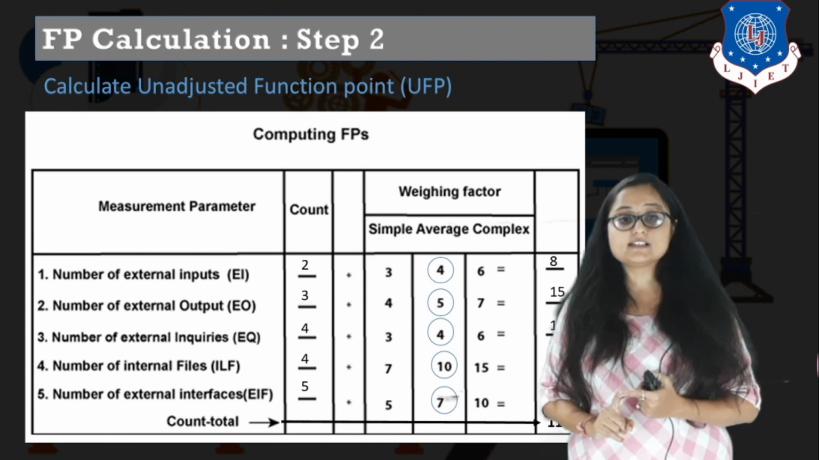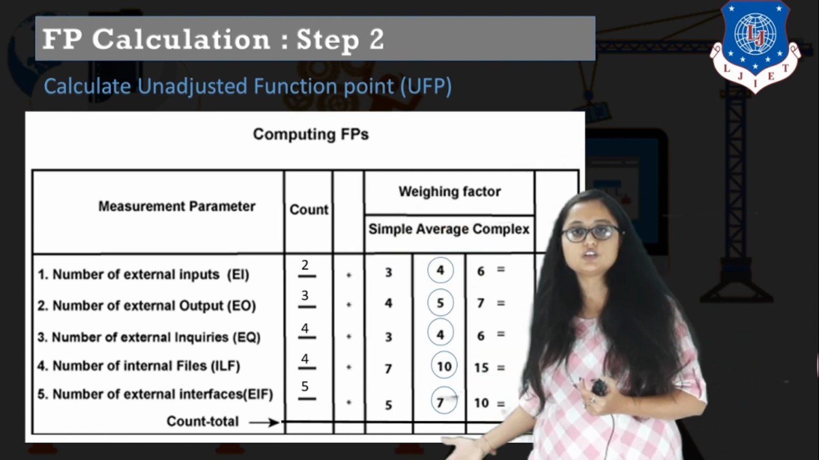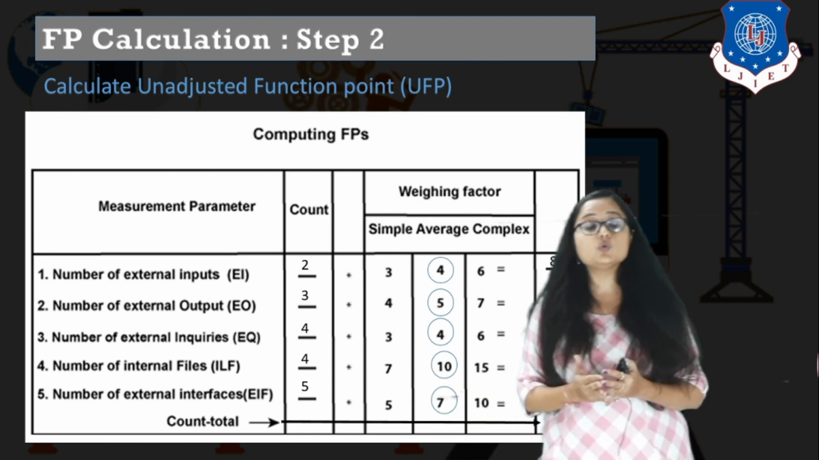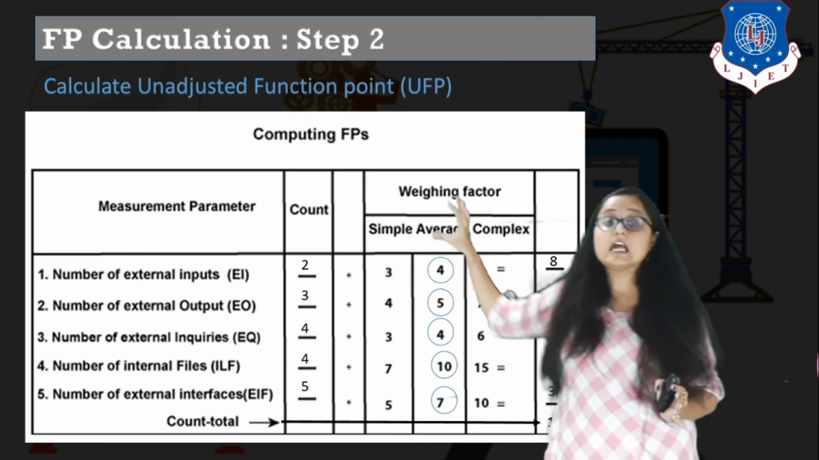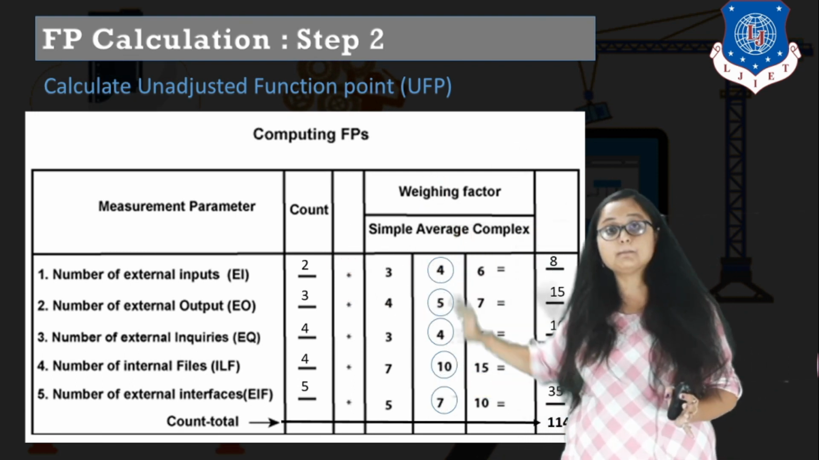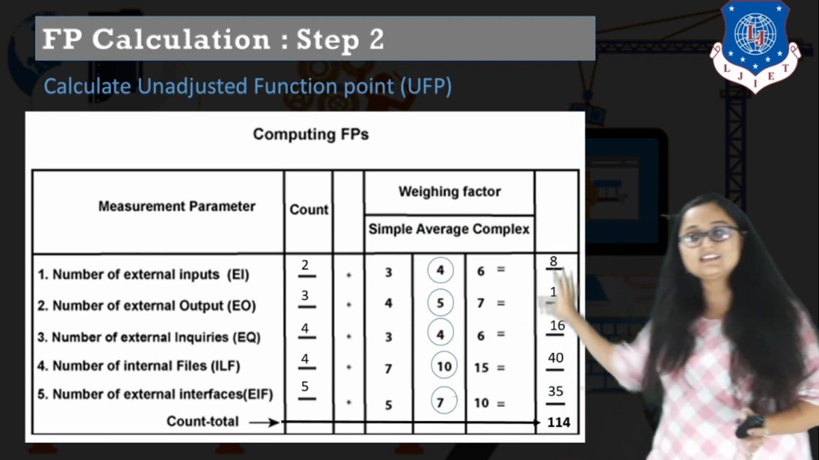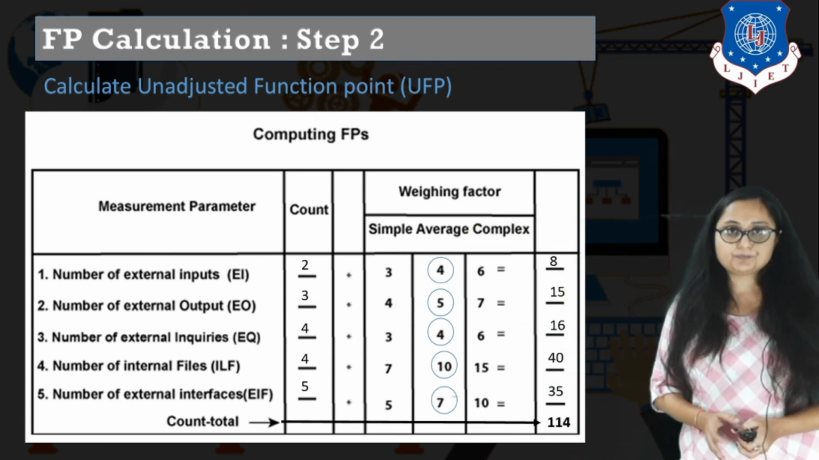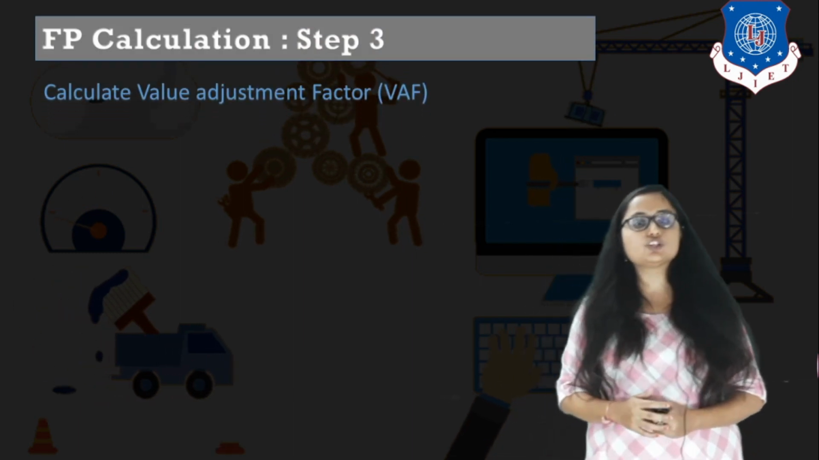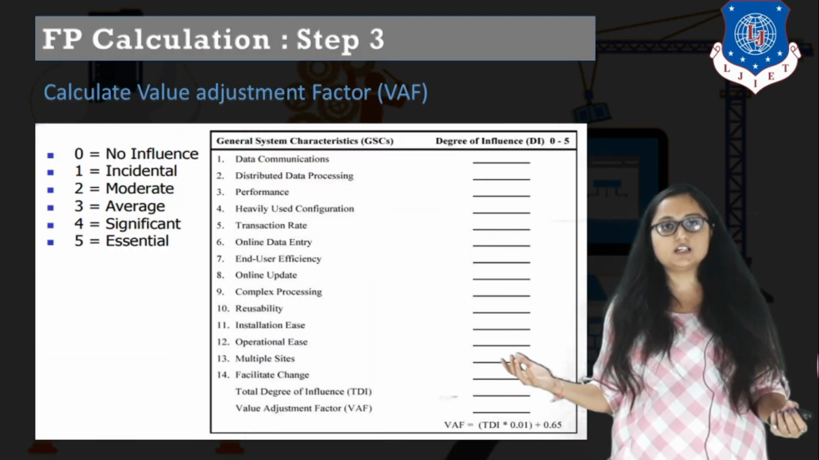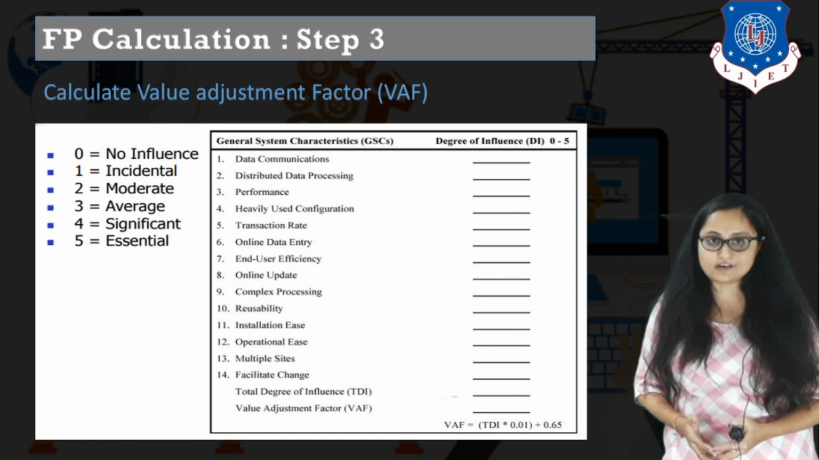So clear what is step number 2? Step number 1 was calculating the individual counts for the 5 entities. Step number 2 is calculating the UFP based on giving the weighting factors individual to every entity, multiplying them with the count and then giving the total count, right? Now let us jump to step number 3. Step number 3 is the actual FP calculation, the value adjustment factor, VAF.